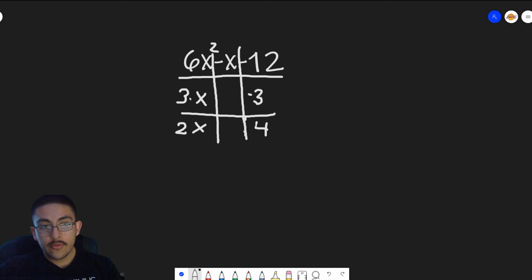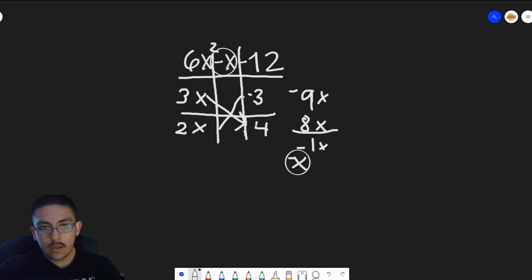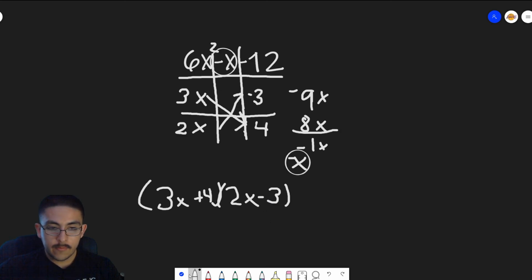So we're close. 3 times 3 is going to be 9x. Don't forget the negative. 2 times 4 is going to be 8x. 9x minus 8x is going to be negative 1x, or just negative x, which is this one. Negative 3 times 4. 3 times 4 is 12. Don't forget the negative. And then it adds up, and then we're done. We're going to do a crisscross applesauce. 3x, it's a positive 4. 2x, it's a negative 3. And then we're done. And then we factored it.